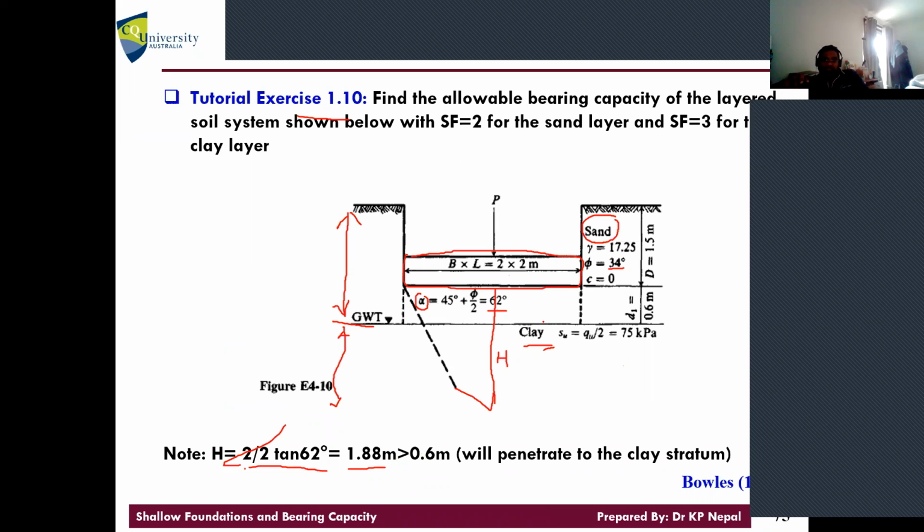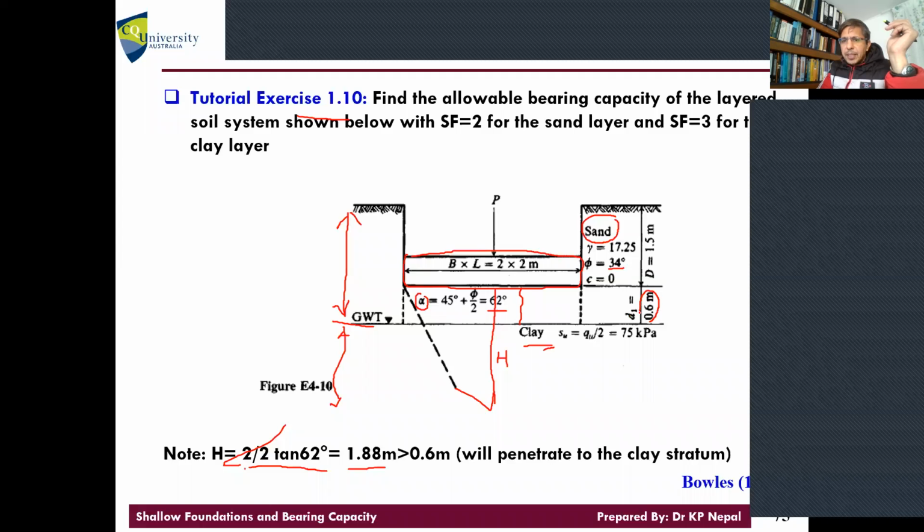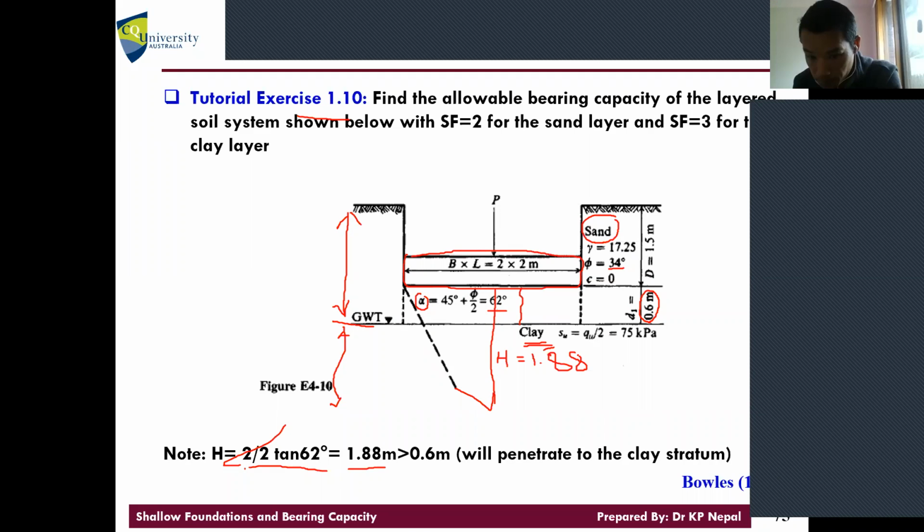Okay, so how much depth is available? You need to check the depth of the first layer. How much is it? 0.6 meter, right? So that's why the failure goes to the clay layer. The failure doesn't stay within the sand layer only, because the D1 thickness is just 0.6, but the H value we got is 1.88. So the failure goes to the second layer, and you need to consider the clay layer also in calculating bearing capacity. You understand? Okay, let's use the Hansen method.